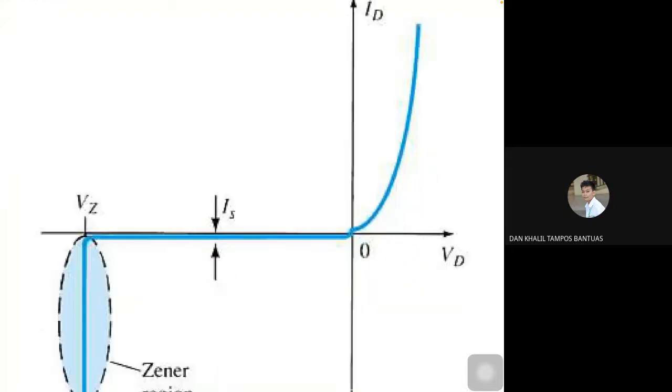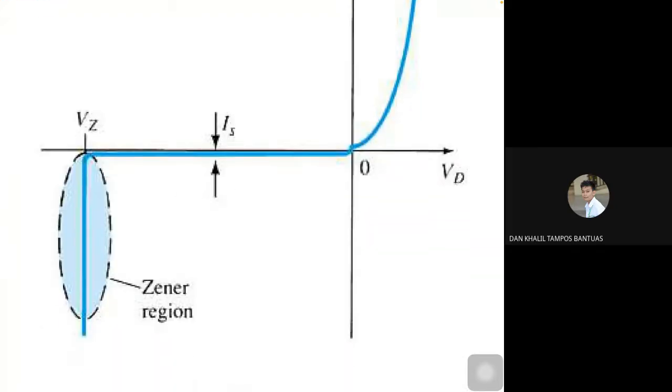If the applied voltage source reaches this negative value VZ, the diode will also conduct electricity. And this is what we call the Zener region. Zener, that's how it's spelled, it's a surname. Zener region, Zener diode.